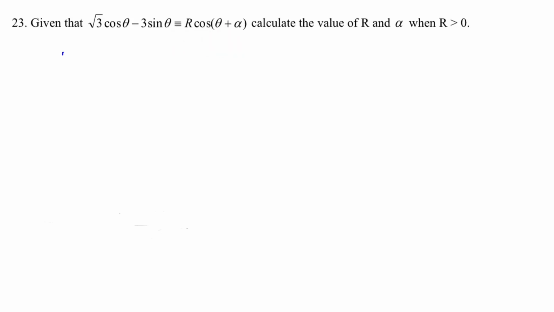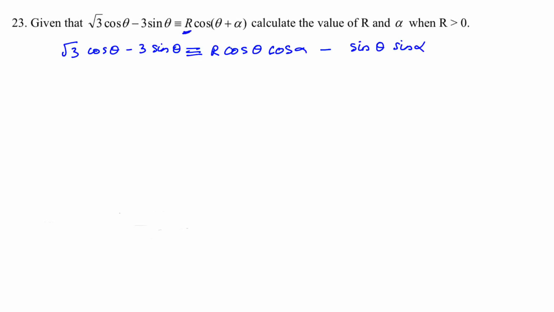Write down the question again. Square root 3 cos theta minus 3 sin theta is equal to, open this formula, cos theta cos alpha minus sin theta sin alpha. But there's an r here. That's the reason I put the r here. And we have to put the r here also.